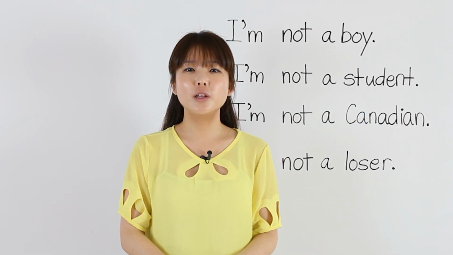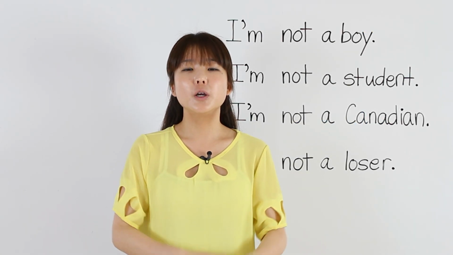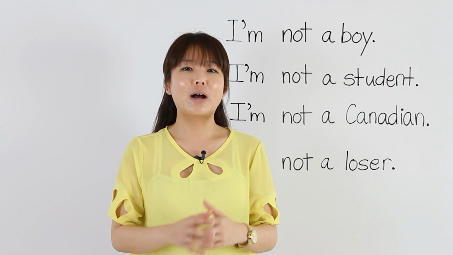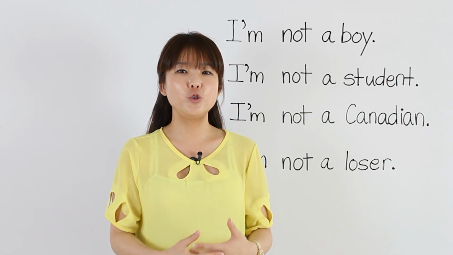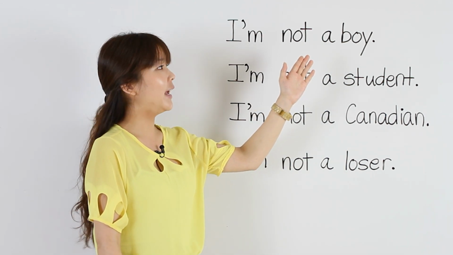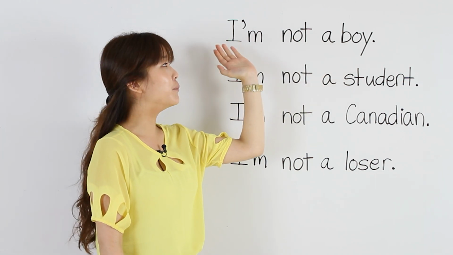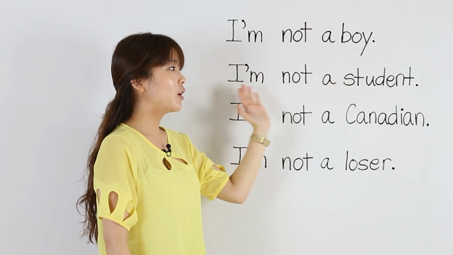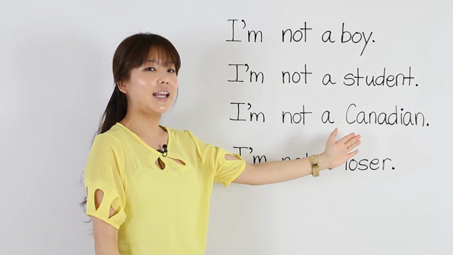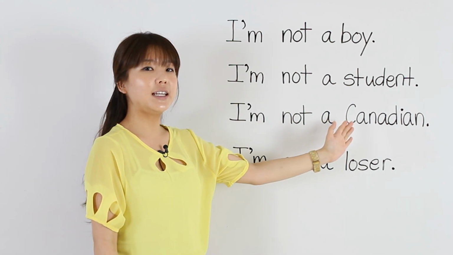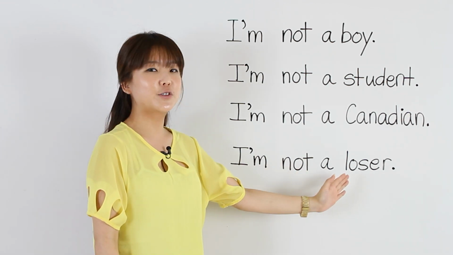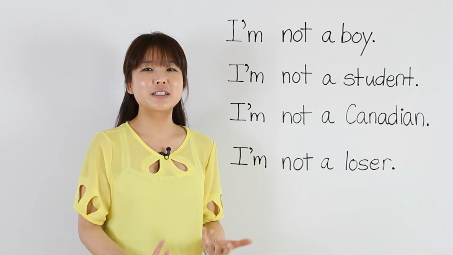So in this video, we learned how to use subjective pronouns with the be verb and how to use them with the word not. Okay, so I wrote some sentences about myself using what we learned. So remember, I'm not a, okay? I'm not a boy. I'm not a student. I'm not a Canadian. Okay, and the last one, I'm not a loser. Okay, so that was a little bit about me.